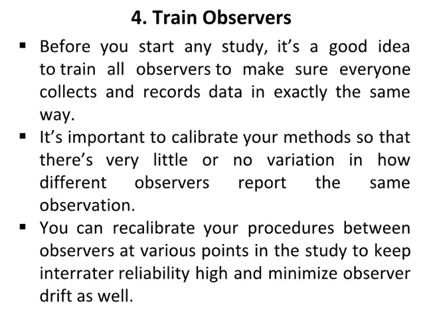Number 4 way of minimizing bias is train observers. Before you start any study, it's a good idea to train all observers to make sure everyone collects and records data in exactly the same way. It's important to calibrate your methods so that there's very little or no variation in how different observers report the same observation. You can recalibrate your procedures between observers at various points in the study to keep inter-rater reliability high and minimize observer drift as well.